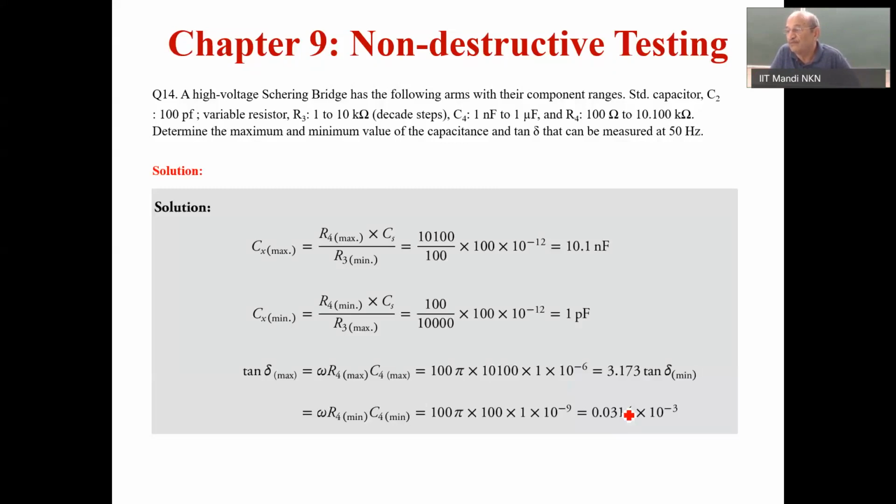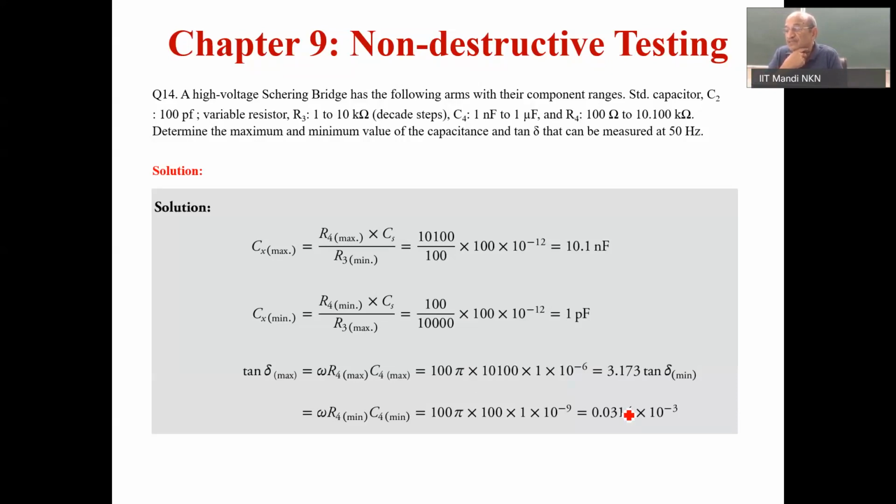The Cx maximum will be given by R4 maximum into Cs, that is the standard capacitor, divided by the minimum value of R3. The R4 maximum value is 10.1 kilo ohm, which is 10100, divided by R3, whose minimum value is 100 ohms, multiplied by Cs, the standard capacitor value of 100 picofarad. So the Cx maximum which can be measured is of the order of 10.1 nanofarad.